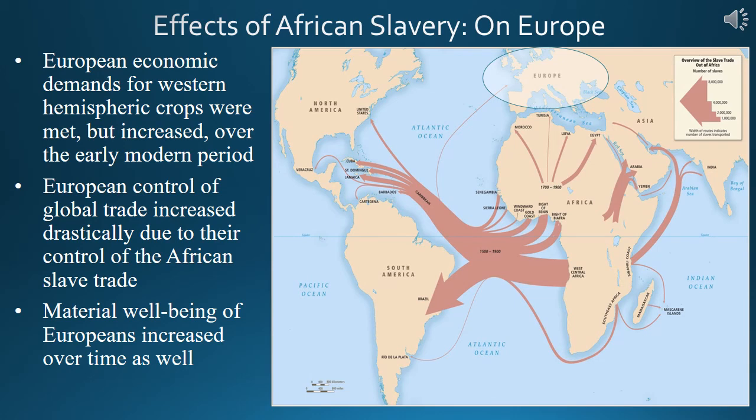Ultimately, transatlantic slavery had a multi-regional impact on Europe, the Americas, and Africa. First, European societies' increasing demands for Western Hemispheric crops were met due to the productivity of African slavery during the early modern period. Additionally, the European control of global trade increased drastically due to their domineering role in the African slave trade. Thus, the material well-being of Europeans increased over time due to the volume and productivity of African slaves in the European maritime empires in the Americas.